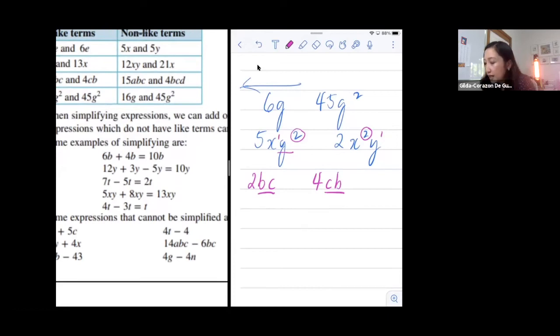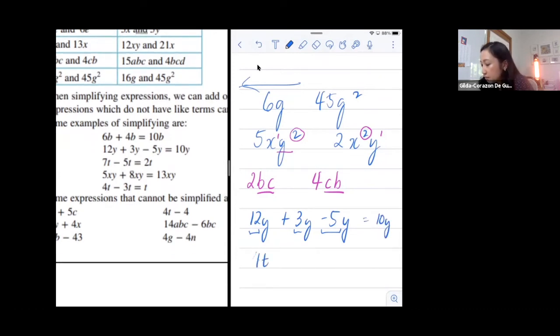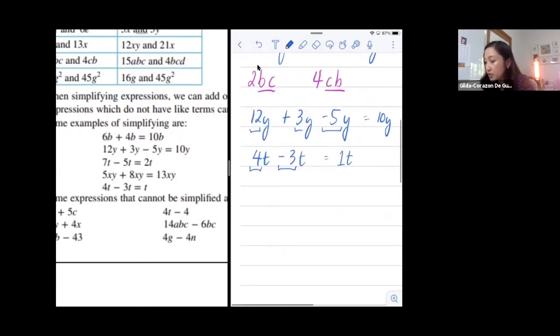When we have 12y plus 3y minus 5y, we simply look at the coefficients. So that's 12 plus 3 minus 5, and we've got 10y. When we've got 4t minus 3t, that means it's 4 minus 3. What's 4 minus 3 equal to? It's 1t. And again, when the coefficient is 1, we simply write t.